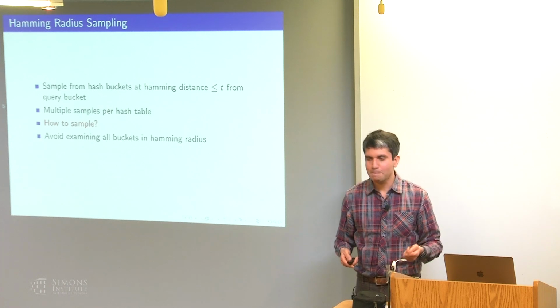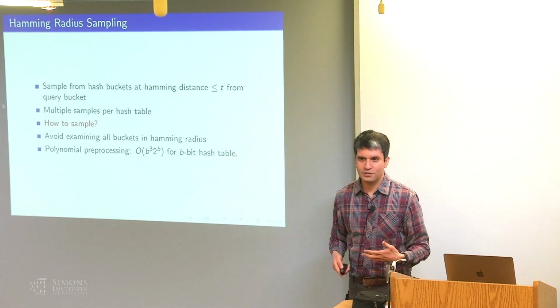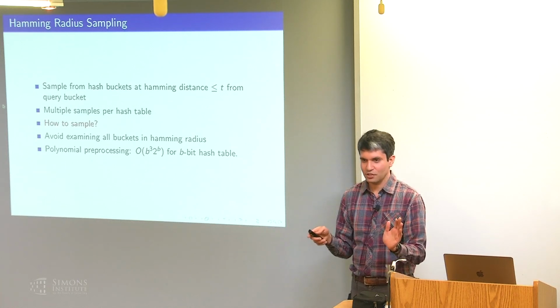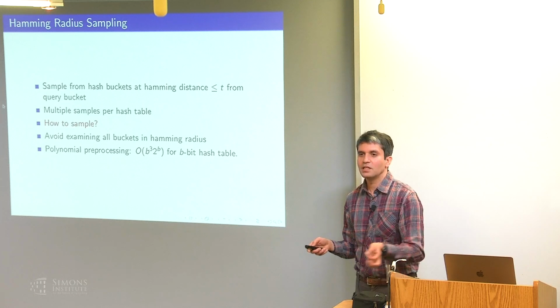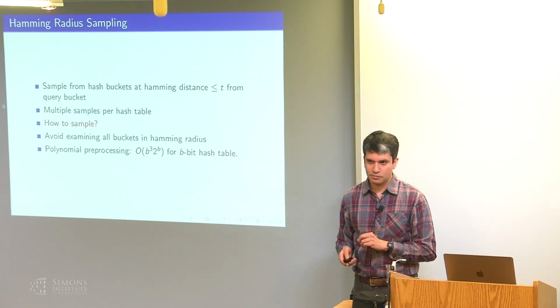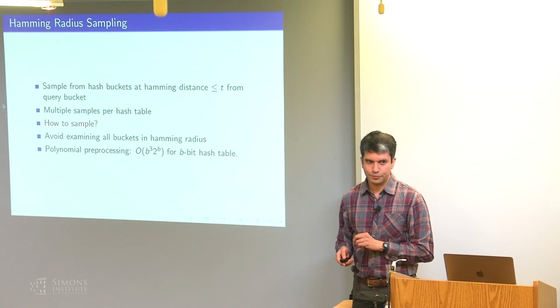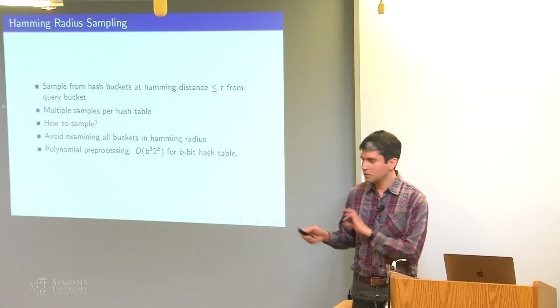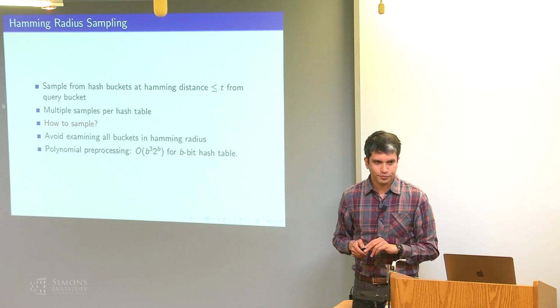Turns out that you can actually pre-process this hash table to have some additional information that allows you to random sample. This is a slightly subtle point, but you can work this out. It's not very hard.